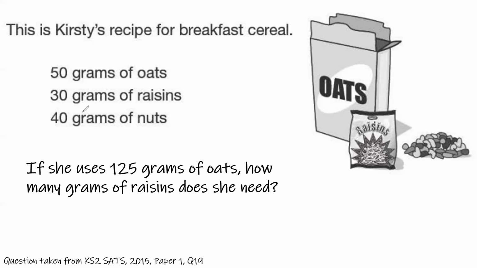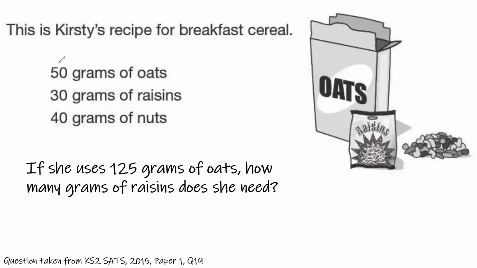But again, I'm going to have to do it in multiple steps. As with a lot of these questions, there are lots of different ways of doing it. So don't worry if you've been taught a different way or if there's a different method that you want to use. Absolutely fine. As long as you get the right answer, it really doesn't matter. This is just the way that I use. Okay, so let's have a think about that. So we've got 50 grams of oats, but we need 125 grams of oats.